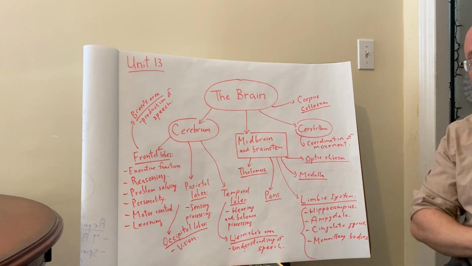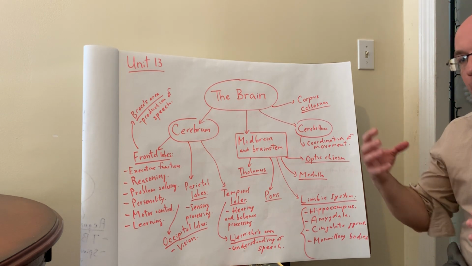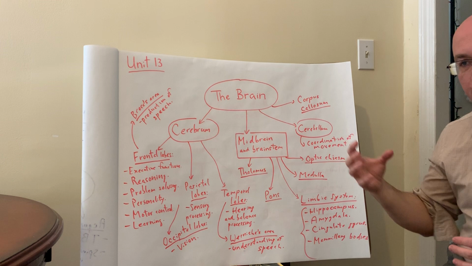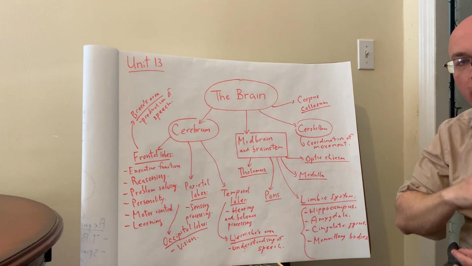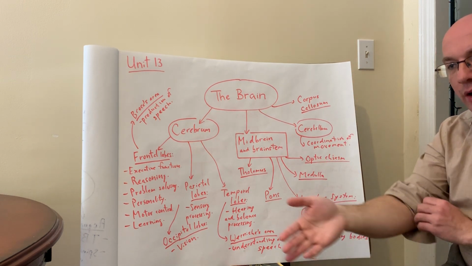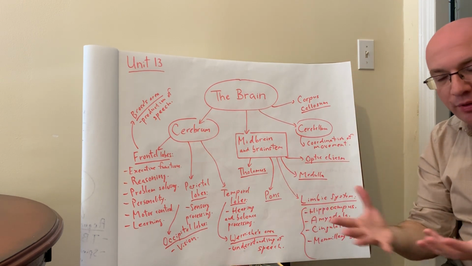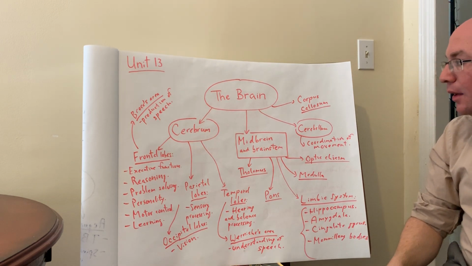Now, I mentioned the corpus callosum. These are the white matter tracts in the brain connecting the right and left hemispheres, basically like a bridge that allows fast communication between the right and left hemispheres. The corpus callosum is usually cut when we're cutting through the longitudinal fissure to separate the right and left hemispheres of the brain in autopsy.